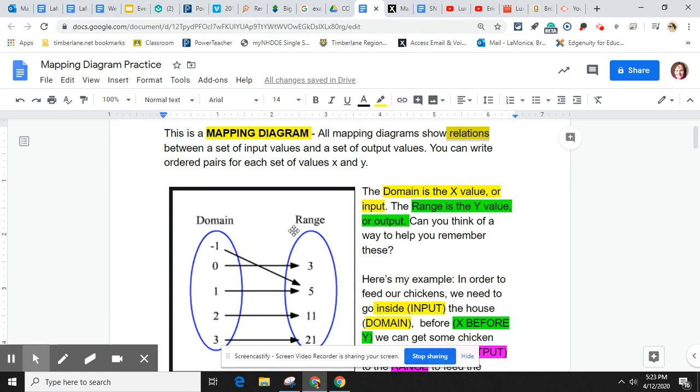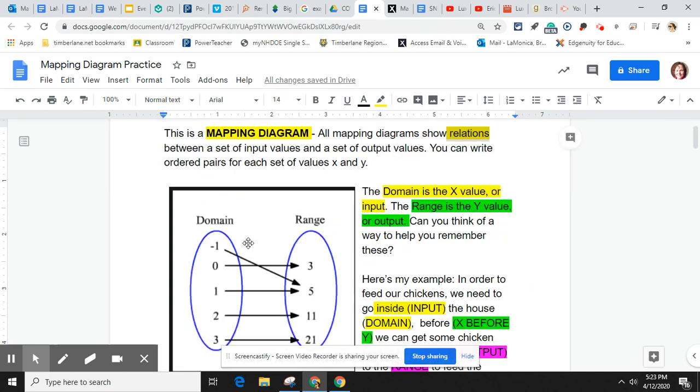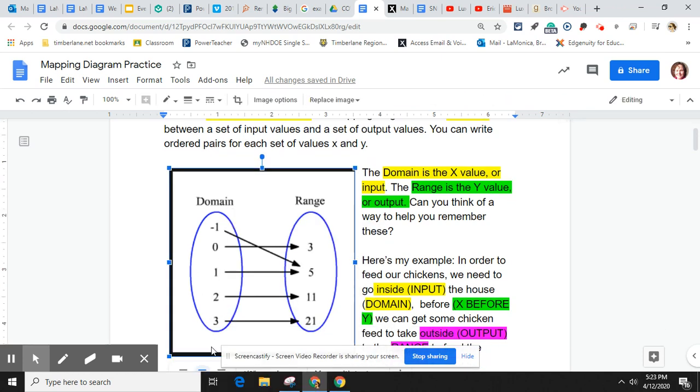In a mapping diagram, as you can see, there's an oval on the left and an oval on the right. It kind of looks like a Venn diagram, except there's no circle in the middle. On the left-hand side is the domain. The left-hand side is also called the x value, or the input. If you're reading from left to right, your input's always going to be on the left. And the range is on the right, also known as the y value, or the output.